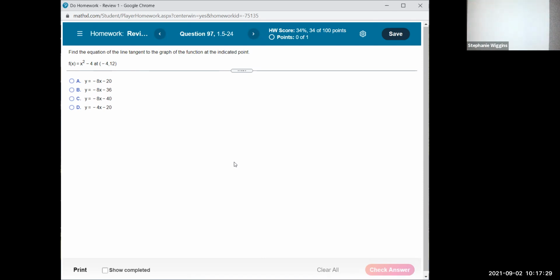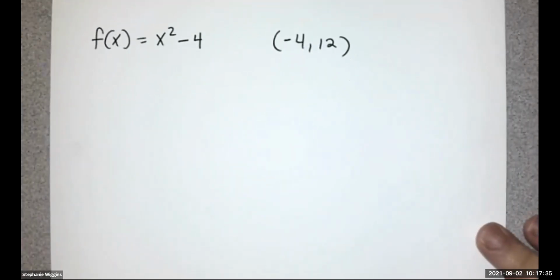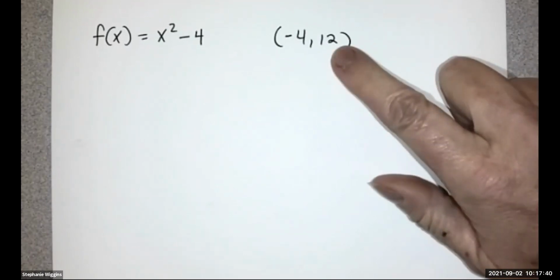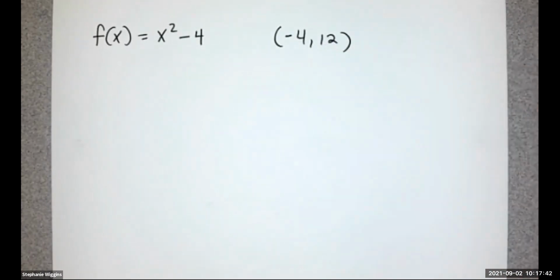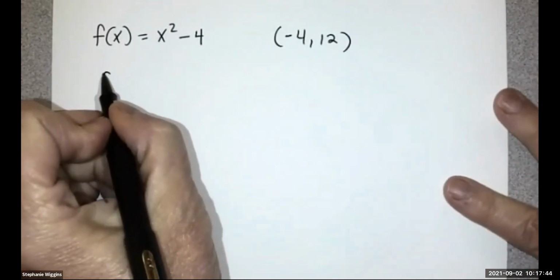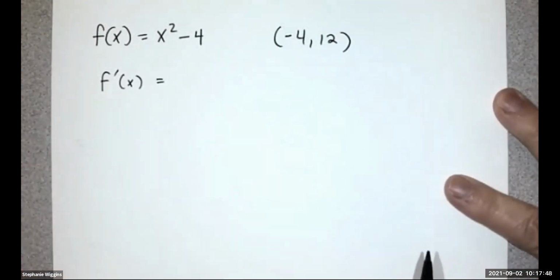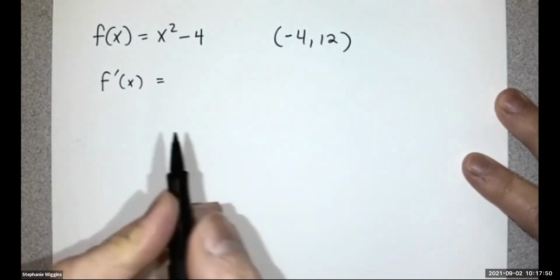So when you're looking for a tangent line, you're looking for 2 things. Anytime you're looking for a line in general, you need the slope and a point. Well, we have the point. Now we just need the slope. So the slope of the tangent is the derivative of the function at that point.